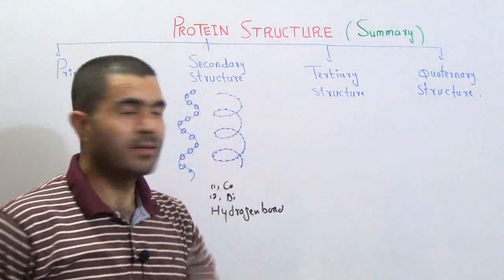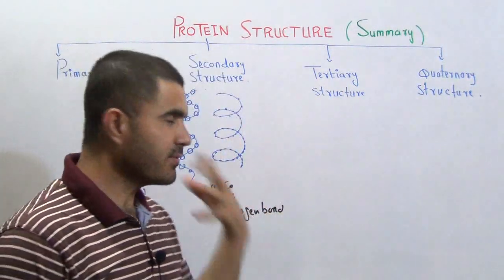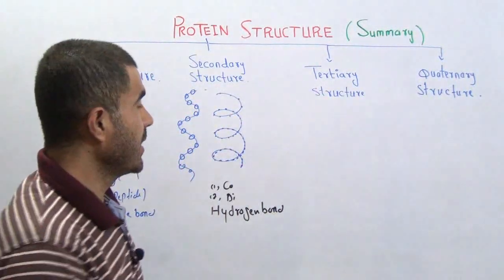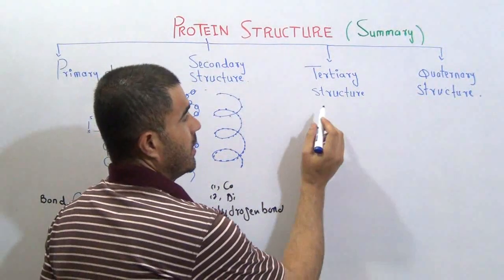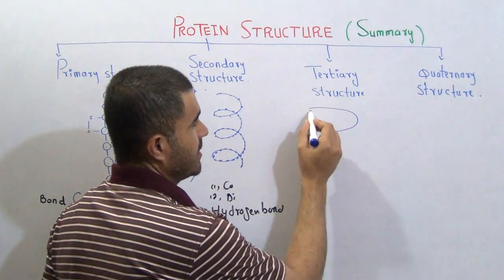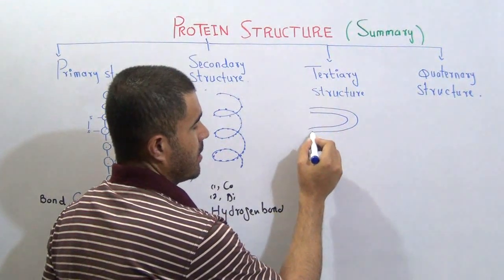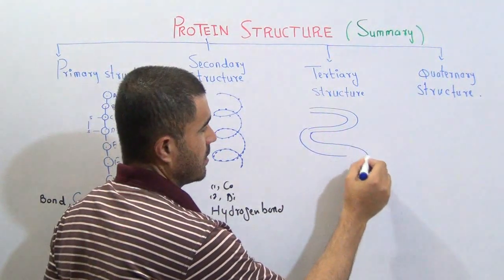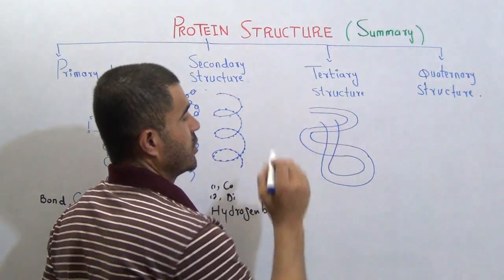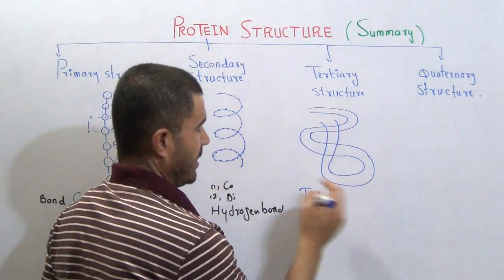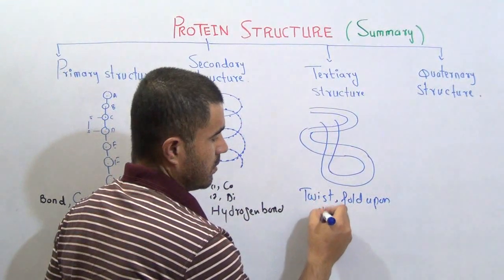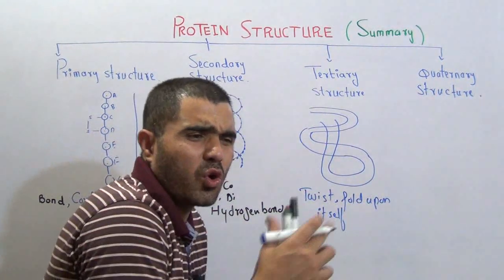Now come on to the third structure of protein. We expect that it will be more advanced than the previous two structures. In tertiary structure, you can see there is folding, there is a twist and fold. Twist as in secondary plus fold upon itself. It becomes a little bit more complex.